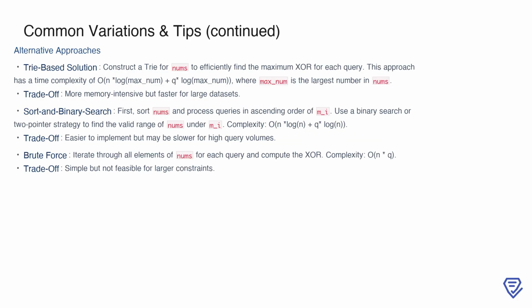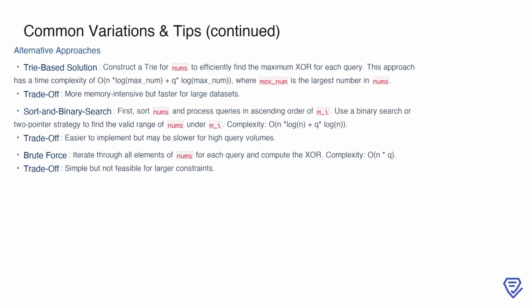There are multiple approaches to solving this problem, each with its own trade-offs. A tree-based solution is one of the most efficient. By constructing a tree for nums, you can quickly find the maximum XOR for each query in O(n * log(max_number) + q * log(max_number)) time, where max_number is the largest number in nums. While this approach is faster for large datasets, it does require more memory to store the tree.